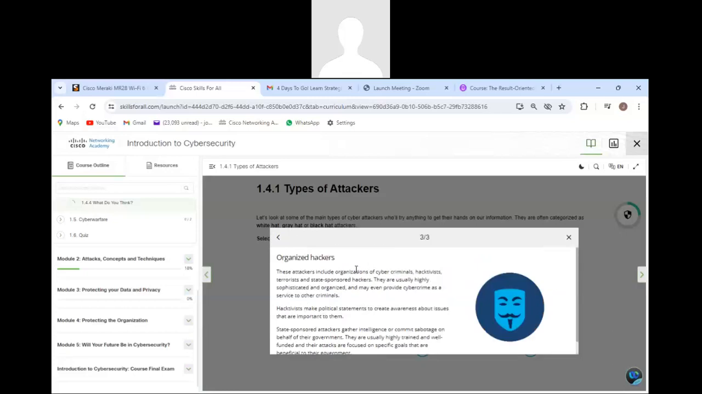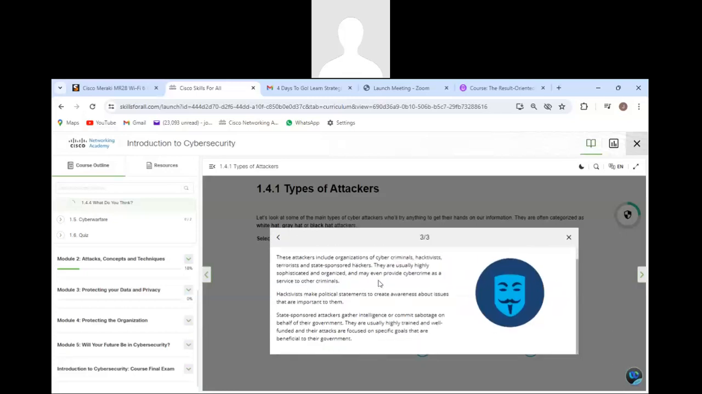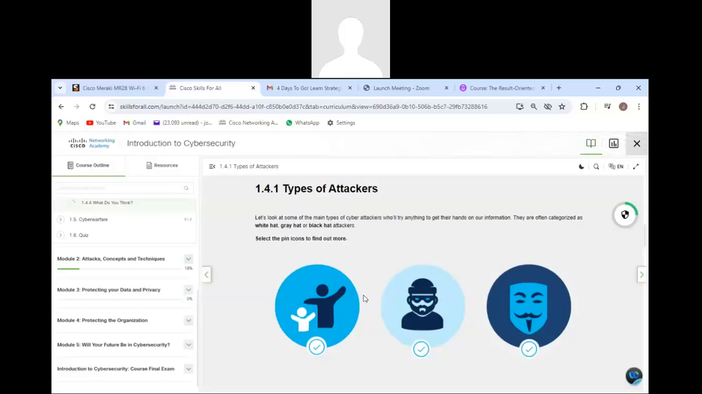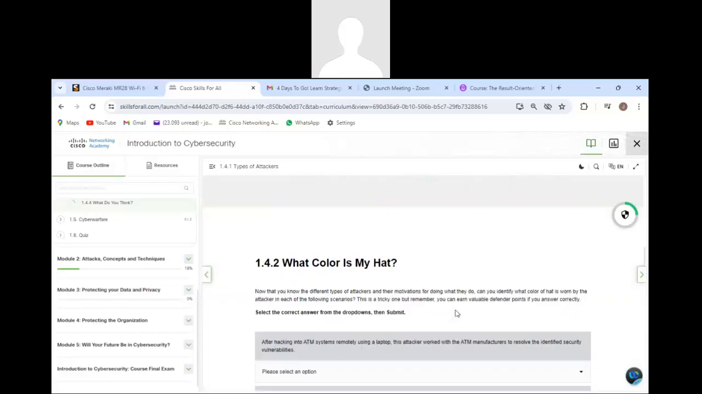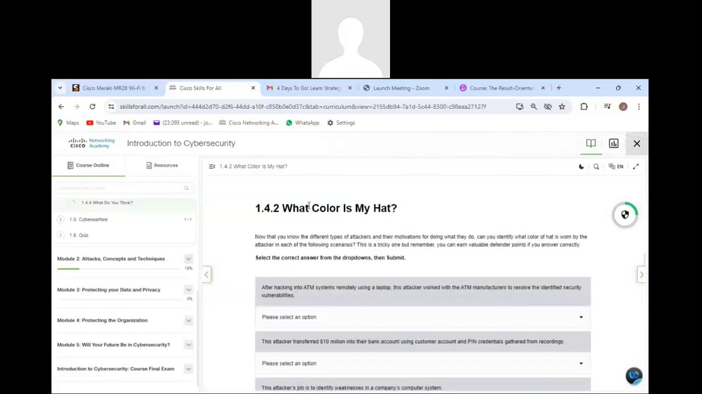Then we have the organized hackers. The organized hackers are those like activists and cyber criminals, those that are engaged professionally for that purpose. So these are the three types of attackers and the three types of hackers. I advise you to go through this exercise as well.